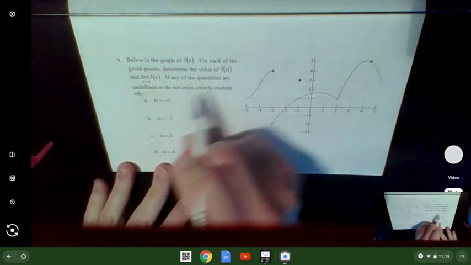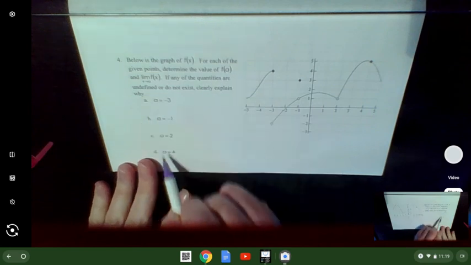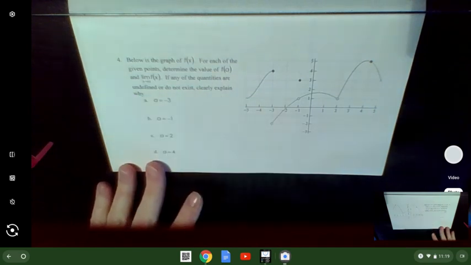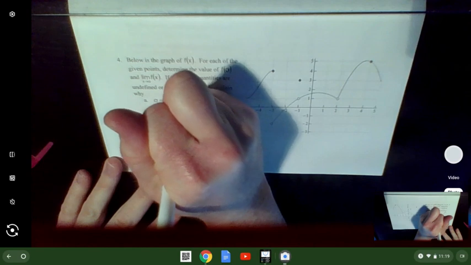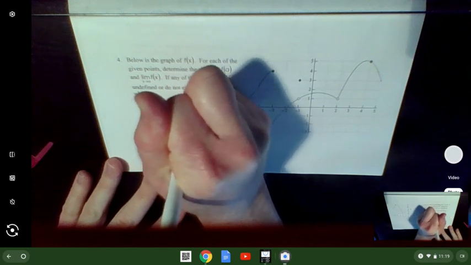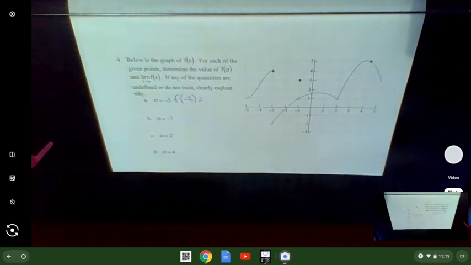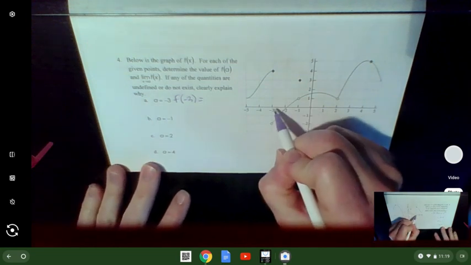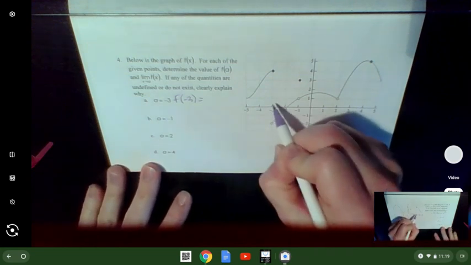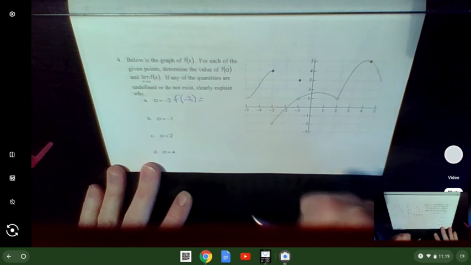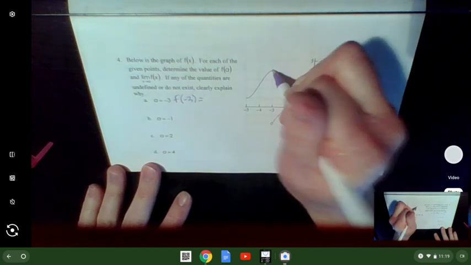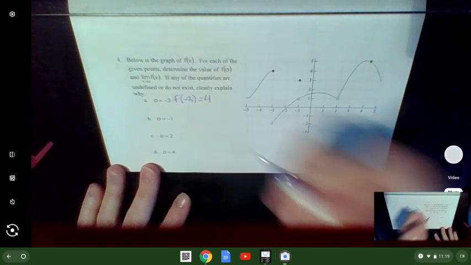So this says find the value of the function for each a value and find the limit as you approach each a value. So first, we're going to go with what is f of -3. So what is the value of the defined point at -3? Well, at -3, my defined value is 4. I have a filled in point at 4.